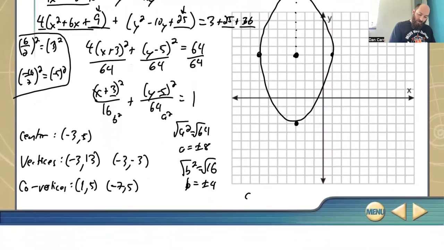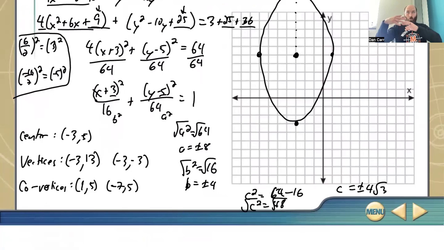I'm going to do that with c squared is equal to 64 minus 16. So c squared is equal to 48, and I square root that, so c is equal to plus or minus 4 root 3. Again, when we do our foci, it goes with the major axis. So in this case, my x value will stay the same, and my y value is going to be 5 plus or minus 4 root 3.